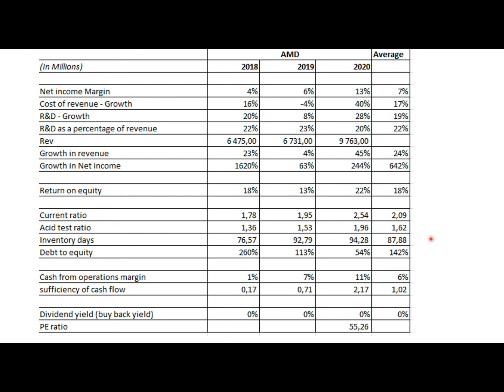The inventory days have overperformed the industry average. Industry average for inventory days is just over 101 days. On average, AMD's inventory days are at 7. So there is an overperformance in relation to the industry.